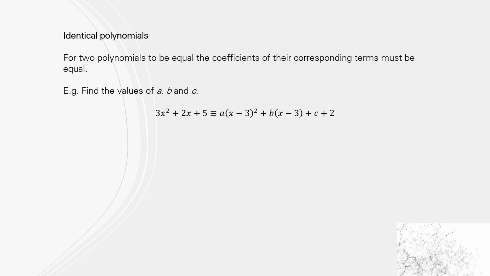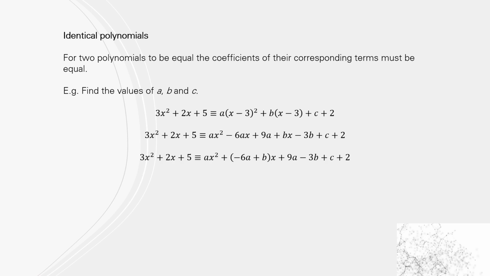So when we look at identical polynomials, for them to be equal, the coefficients of the corresponding terms must also be equal. So that means the coefficients of the x squareds must be equal, the coefficients of the x's must be equal, and the constants must also be equal. So here's an example. We're going to find the values of a, b, and c.